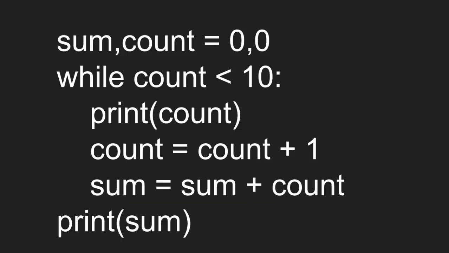So inside the while loop, while count is less than 10, we're going to print the count, we're going to increment the count, and then we're going to calculate the sum. Sum is equivalent to sum plus count. So each time it goes through the loop, count is going to be getting bigger, and sum is going to be getting bigger as well, because it's going to hold the value. Now at the very end, we print the sum.